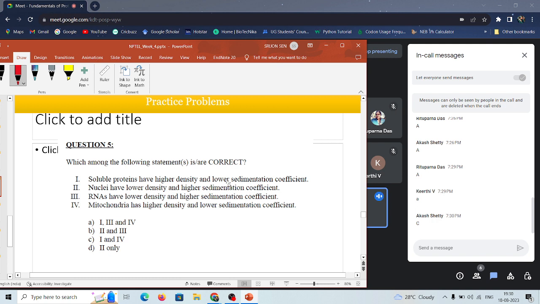If you look back to my slides, whatever I mentioned in the differential centrifugation, you can understand that nuclei have a lower density, and that is why when you are centrifuging them even at low speed, they sediment faster. So they have a higher sedimentation coefficient. But for the others, none of them are actually true. So that is why option D is correct.